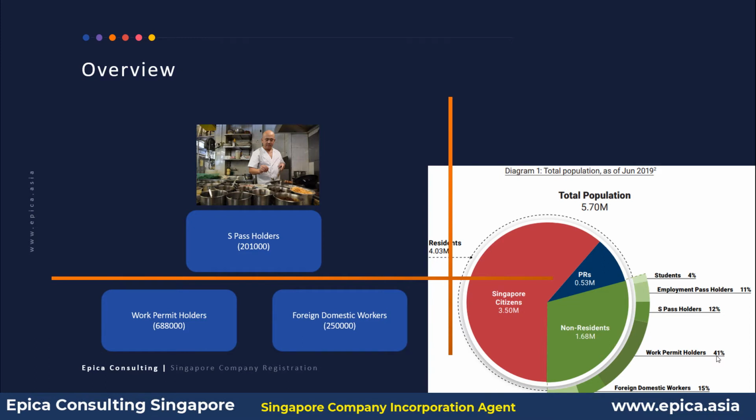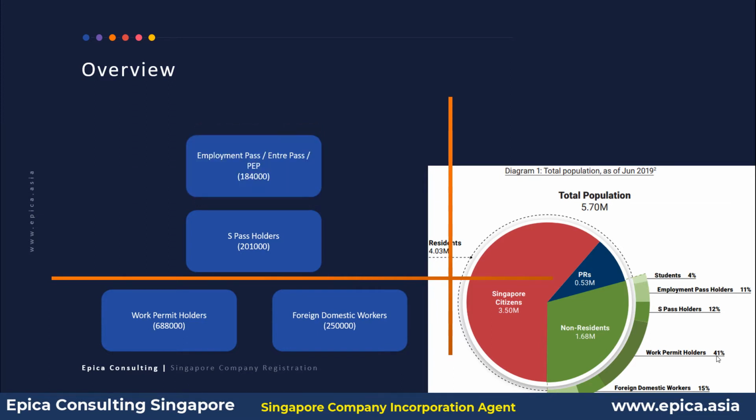Chefs, AutoCAD operators, and low-level computer programmers can be seen having this S pass visa. Similarly, if you go to any retail shop in Singapore, most of the time the staff that greets and meets you is from the S pass category. The next higher visa is employment pass, entry pass or personalized employment pass, which has a total number of approximately 184,000. In this category, the percentage of entry pass and PEP is very small, so the majority of this number comes from employment pass holders only.